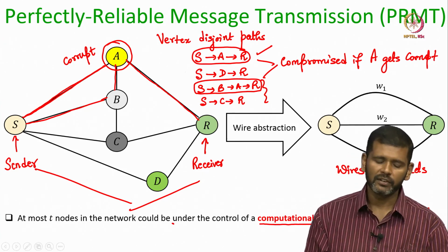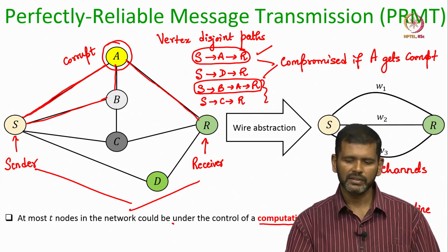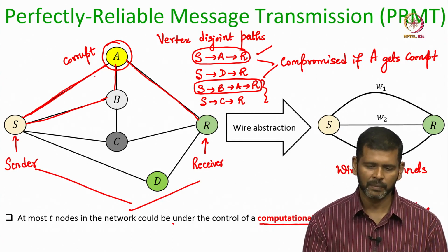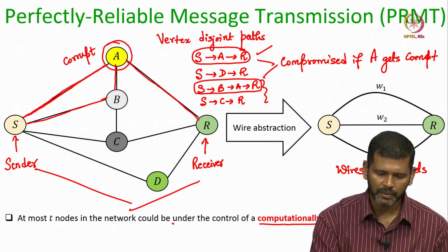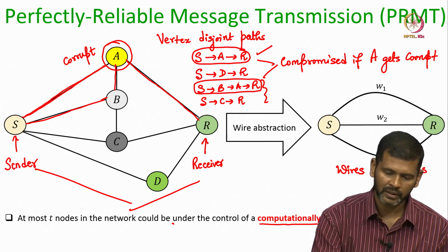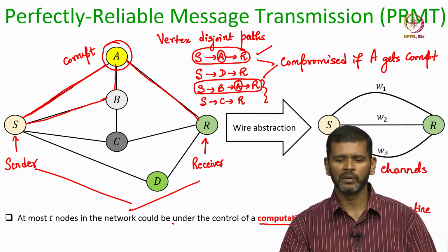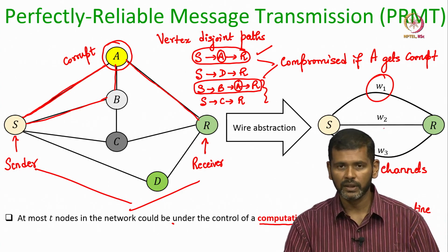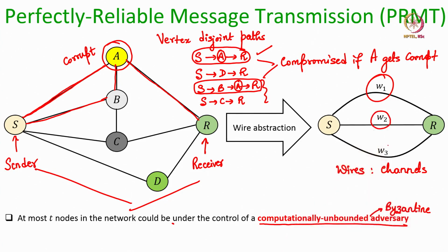Right. So, that is why the best we can do here is assume that we have 3 vertex disjoint paths. Indeed, we have 3 vertex disjoint paths. The paths S to A to R and S to B to A to R are not vertex disjoint, they share a common node, namely A. So, both these paths will be abstracted by a single wire W1. Then the path S to D, D to R will be abstracted as wire number 2 and the path S to C, C to R will be abstracted as wire W3.